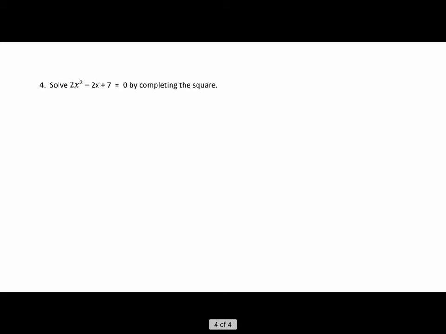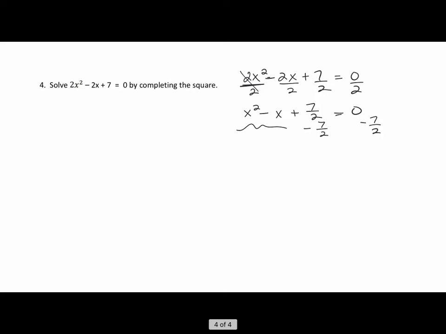Our last example then, we have another equation, 2x squared minus 2x plus 7 equals 0. And the first thing we need to do is to make sure there's no coefficient for the x squared term. So that means we have to divide all terms in the equation by 2 so that we have just x squared minus x plus 7/2 equals 0. Then we want just the variable terms, so let's subtract 7/2 from both sides of the equation. Then x squared minus x, leave a space, equals 0 minus 7/2, which is negative 7/2.